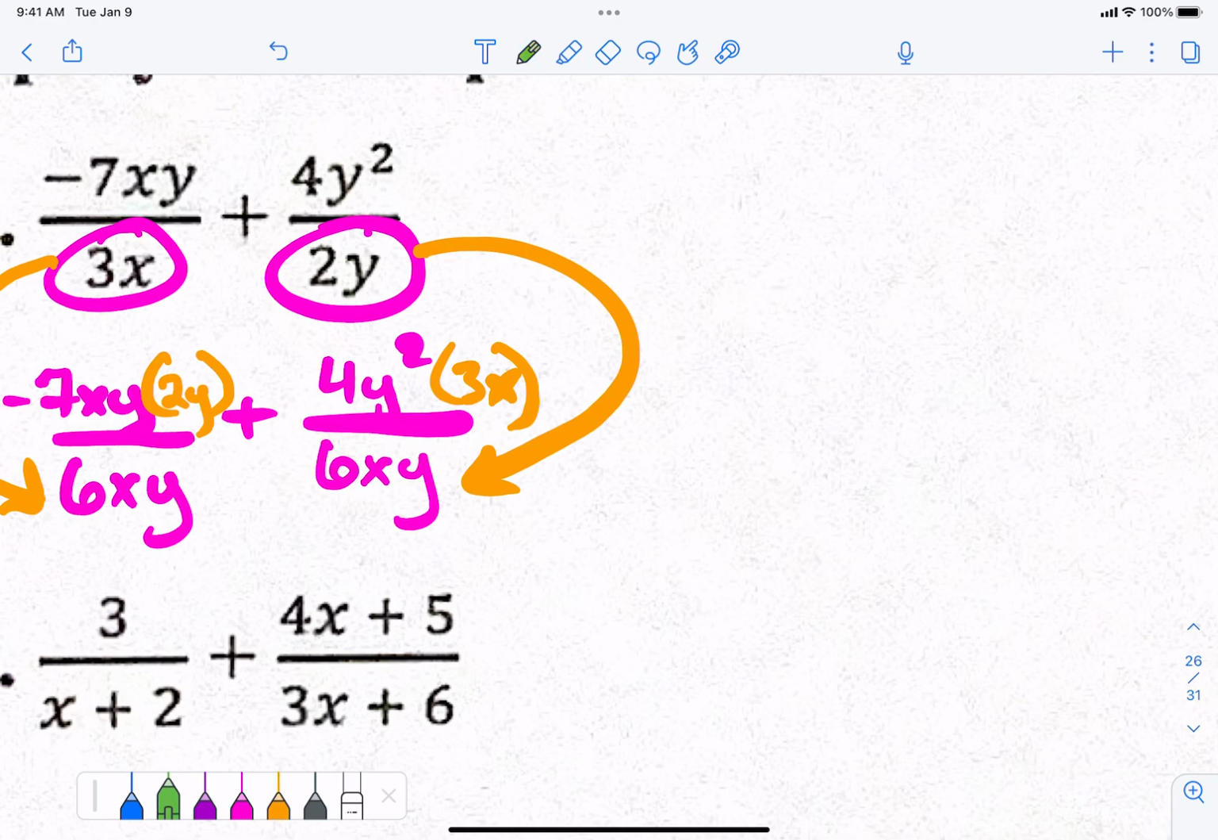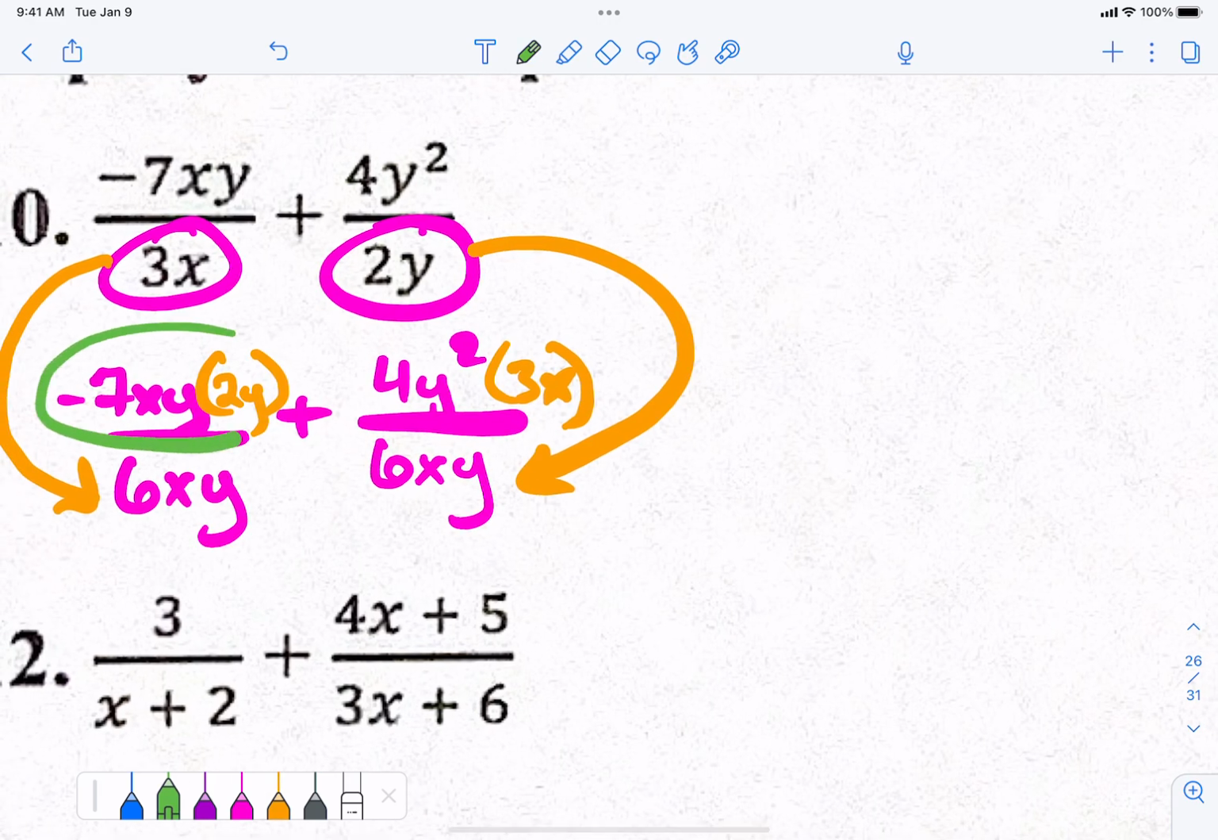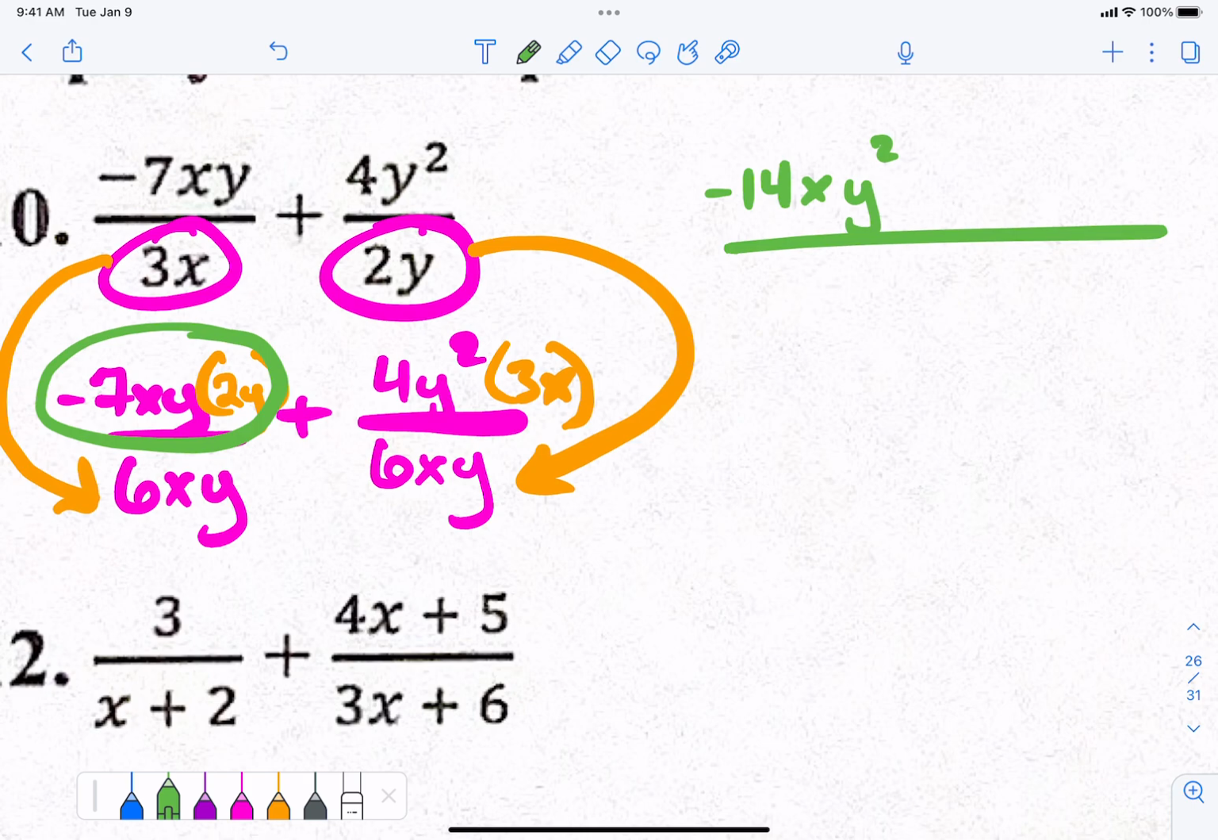Now I'm going to go up here. What is negative 7xy times 2y? That's a big thing. Negative 14xy squared, right? And the other one, 4y squared times 3x, is 12xy squared.